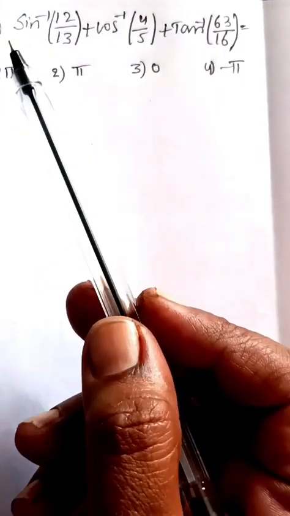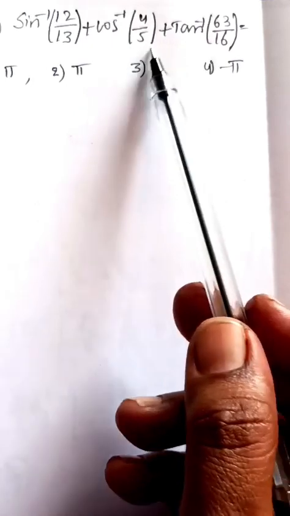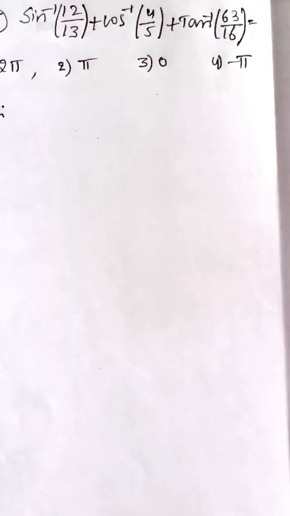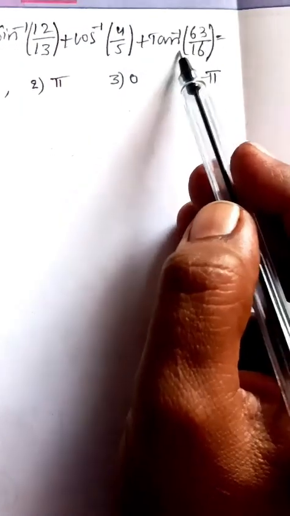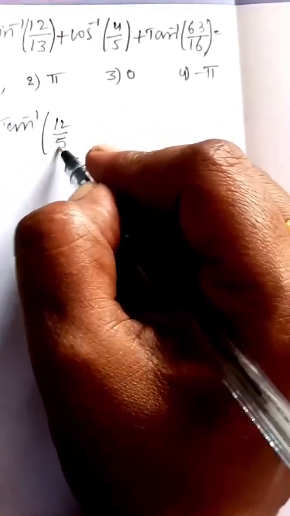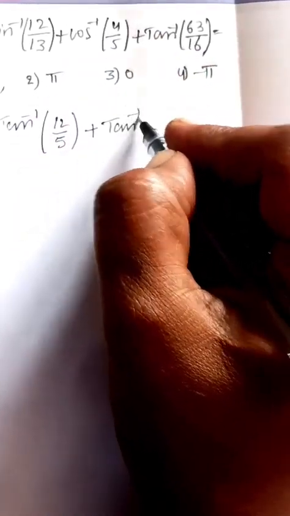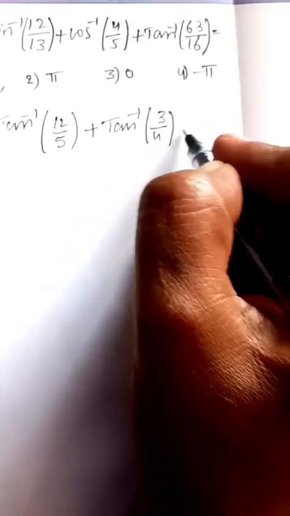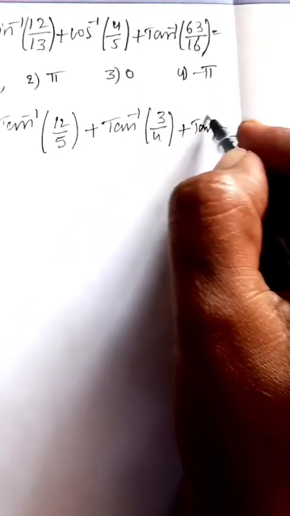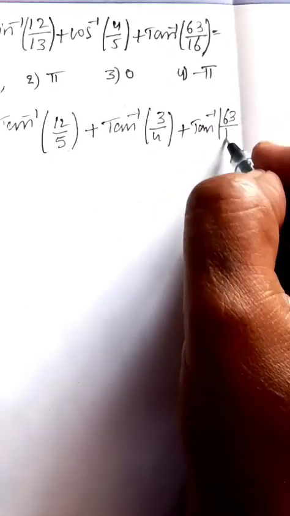Next question, sin inverse 12 by 13 plus cos inverse 4 by 5 plus tan inverse 63 by 16. The last term is already in terms of tan, so change the first two terms into tan. So sin inverse 12 by 13 can be written as tan inverse 12 by 5, and cos inverse 4 by 5 can be written as tan inverse 3 by 4. Tan inverse 63 by 16 is already in terms of tan.